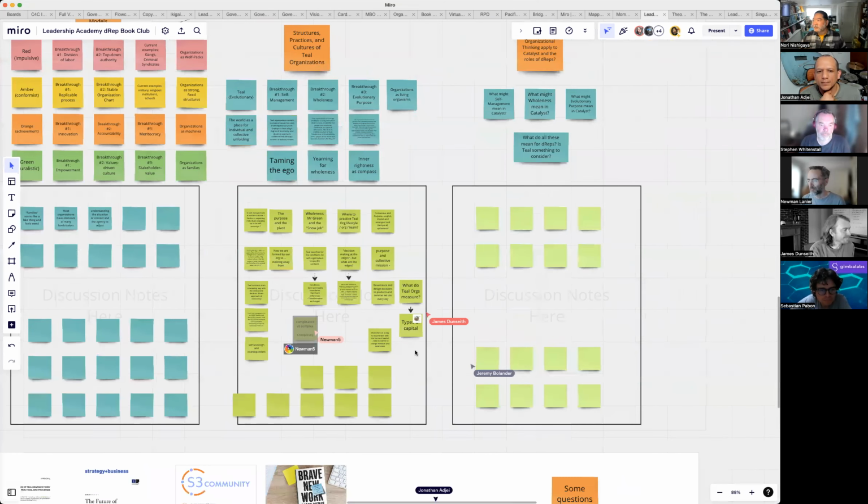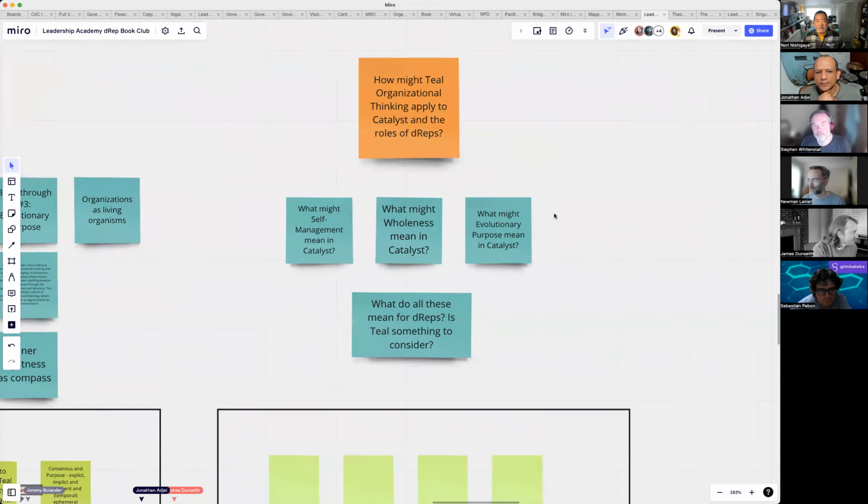But it might be a good time, since we're right at the last 12 minutes, to move into the final piece. I found it interesting that IOG recommended this book for dReps. It's been fun talking about it, and I love this book and the concepts in it, but maybe bringing it back to Catalyst: what might self-management mean in Catalyst, or what might wholeness mean in Catalyst, or evolutionary purpose? And what does all this mean for dReps? Is there a way that we can use these ideas or concepts to help steer and nudge things in this complex system that we're all engaged in?